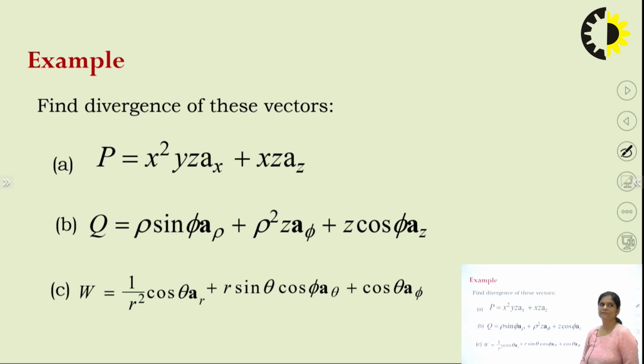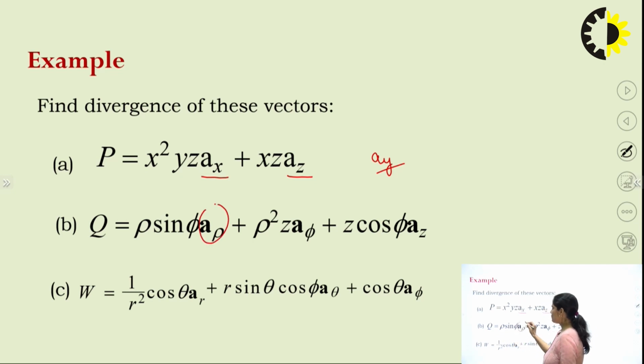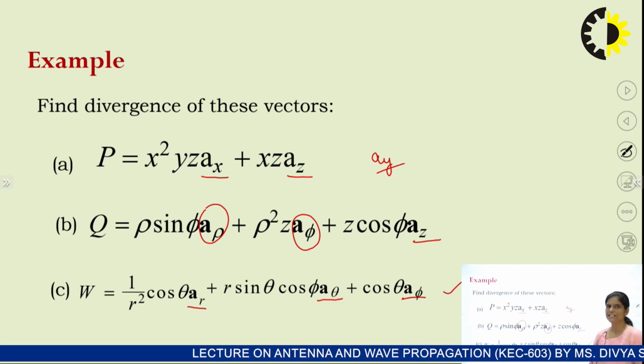Now let us take an example. Here we have to find the divergence of these vectors. So first, P is equal to x square yz unit vector of x plus xz unit vector of z. So here the y component is missing, so that is equal to 0. Now q is equal to rho sin phi unit vector of rho plus rho square z unit vector of phi plus z cos phi unit vector of z. So all three coordinates are present. Now for the third one, w is equal to 1 upon r square cos theta unit vector of r plus sin theta cos phi unit vector of theta plus cos theta unit vector of phi. So here also all three coordinates are present.